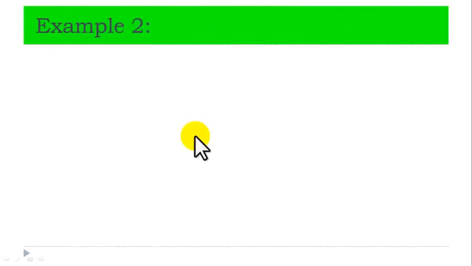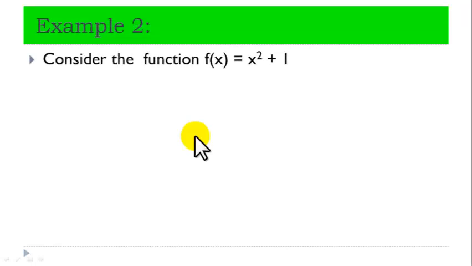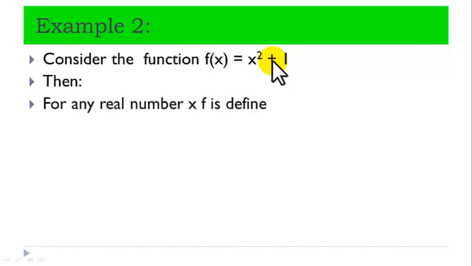Example 2. Consider the function f of x equal to x squared plus 1. Then, for any real number x, this function f is defined. That is, given any real number x, we can always find the value of x squared plus 1. So, the domain of f is equal to the set of all real numbers R.